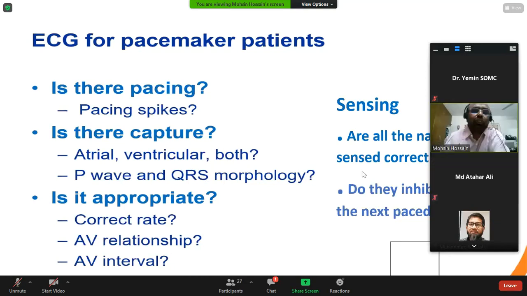As for sensing function, we have to look whether all the native beats are sensed correctly. Do they inhibit or trigger the next pace complex? So in the initial ECG, we have to look for this.